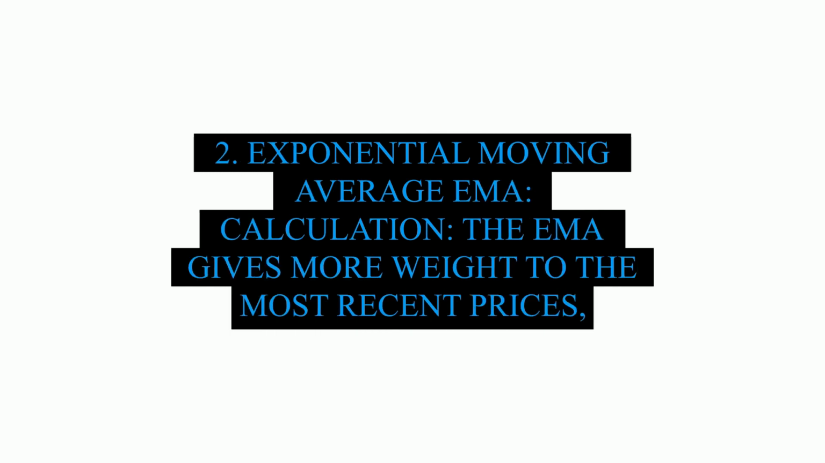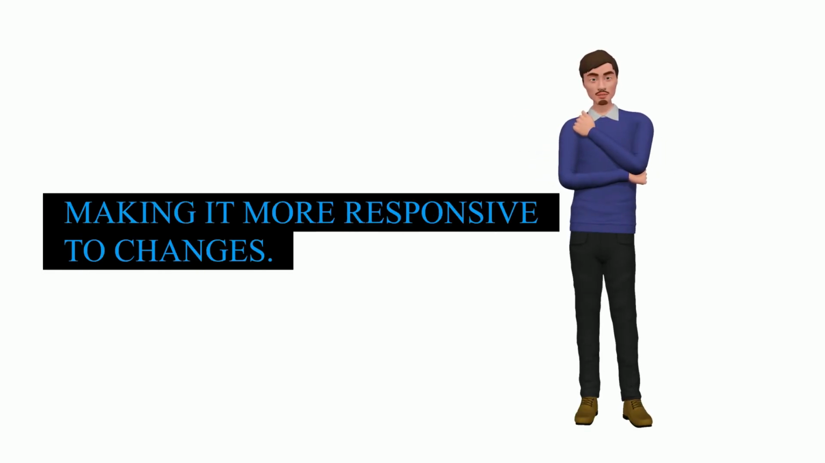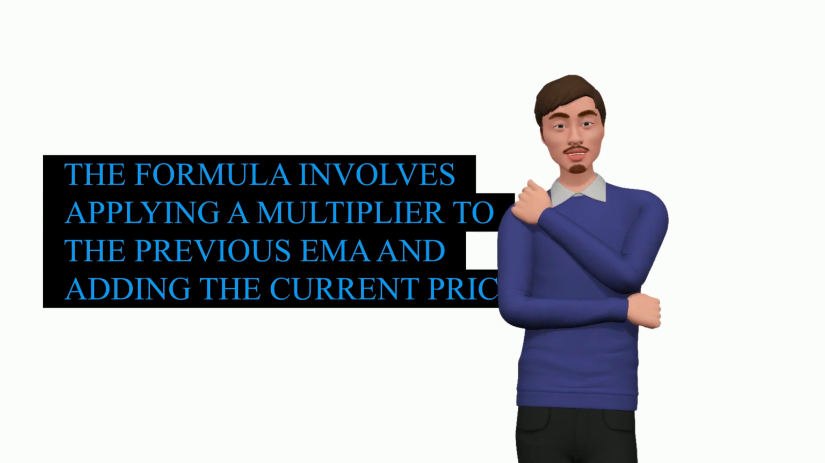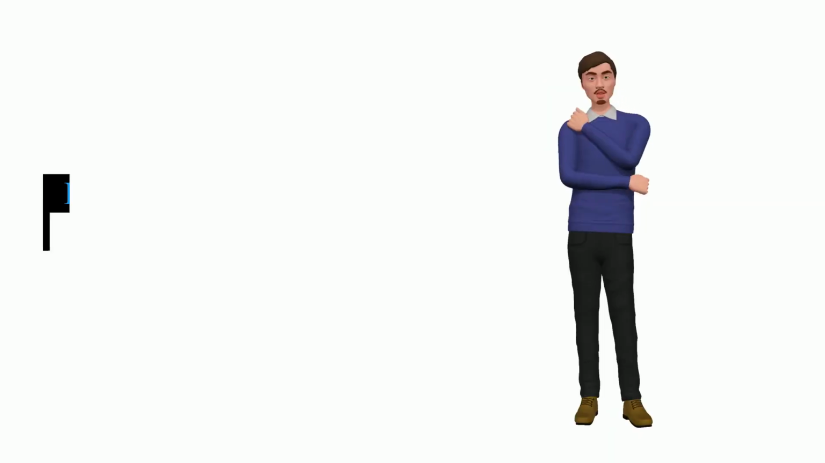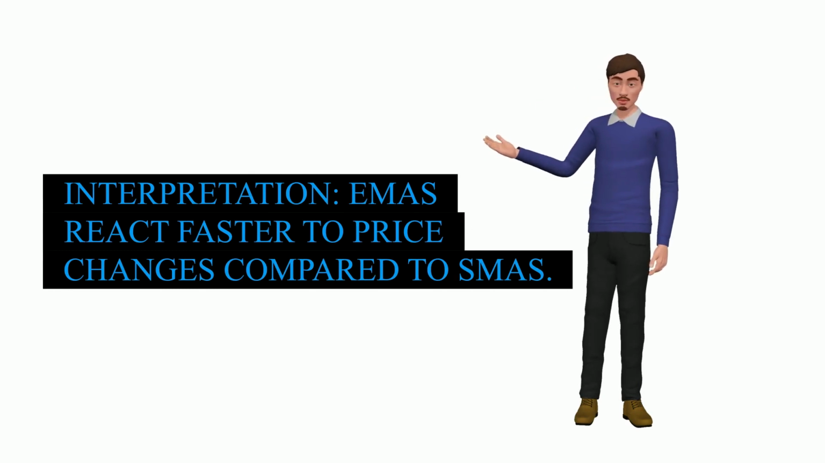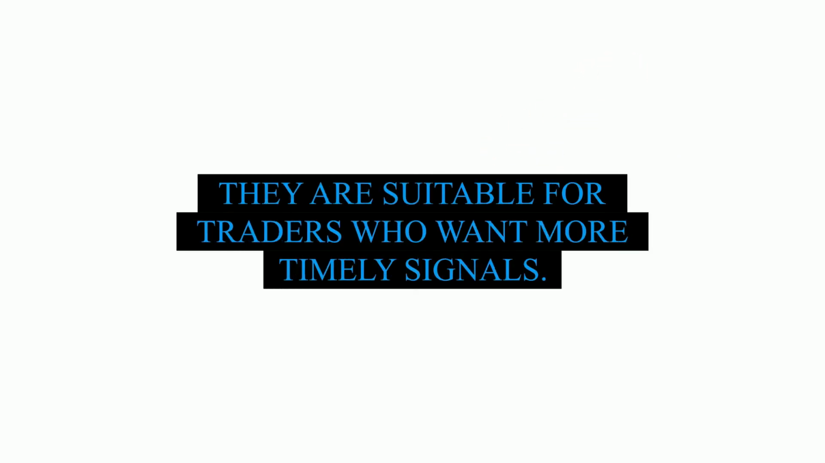2. Exponential moving average (EMA). Calculation: the EMA gives more weight to the most recent prices, making it more responsive to changes. The formula involves applying a multiplier to the previous EMA and adding the current price. Interpretation: EMAs react faster to price changes compared to SMAs. They are suitable for traders who want more timely signals.